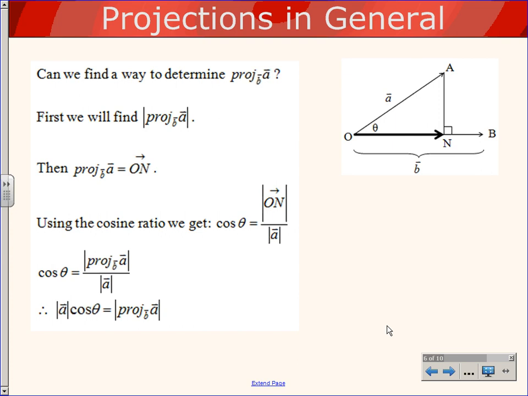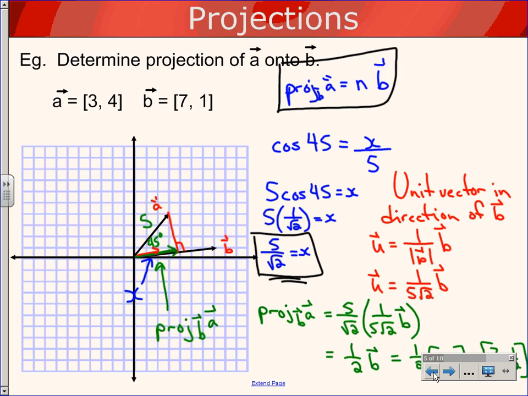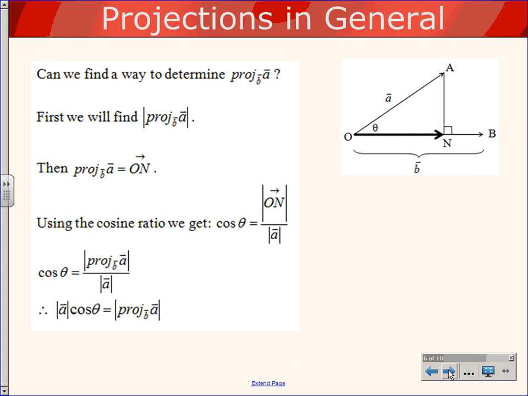The first thing that we did was we figured out the magnitude of the particular projection. Forgive me, I'm going to jump back and forth a little bit here. Right, the first thing that we did was find the magnitude of that little green vector. And the way we did that was we used the cos ratio. And that's what we see here. So if we do cos of theta, here's theta. Cos of theta is the adjacent vector ON divided by the hypotenuse, which is the magnitude of vector A. And that's what you see here.